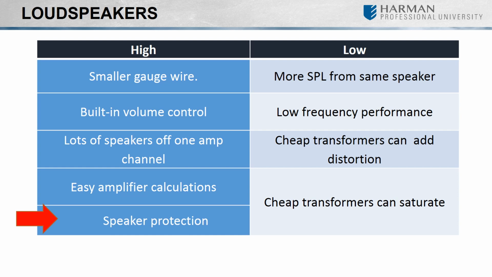When using low impedance loudspeakers, we can get more SPL from the same type of loudspeaker. Transformers can limit the low frequency performance, so low impedance speakers tend to do better here. Cheap transformers can add distortion, and they can also saturate, causing distortion across the entire frequency spectrum.